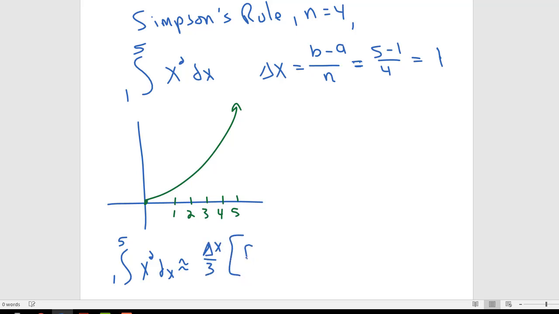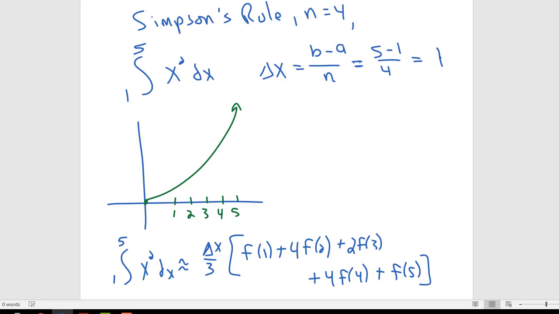I'm going to take f at 1, and then the pattern is I'm going to do 4 times the next y value plus 2 times the next y value. I'm running out of room. Plus 4 times the next y value, and then plus just the last value. Okay, so here's the first y value, f at 1. I only have one of those. And then 4 times f at 2, 2 times f at 3, 4 times f at 4, and then just the single last value.